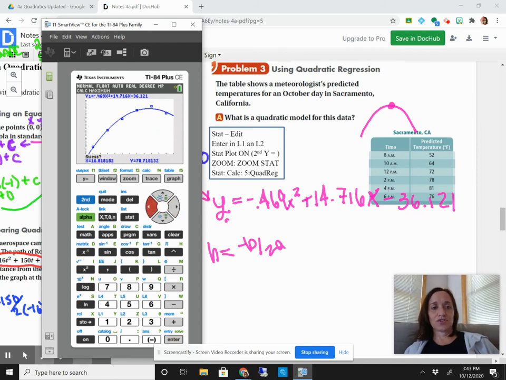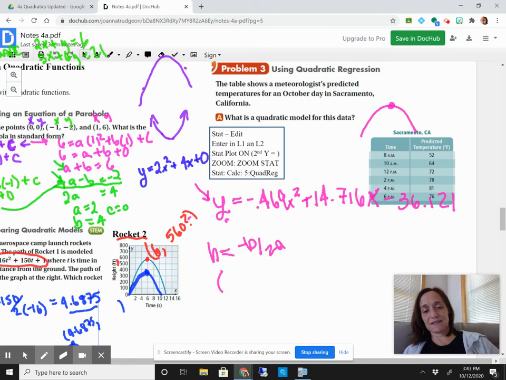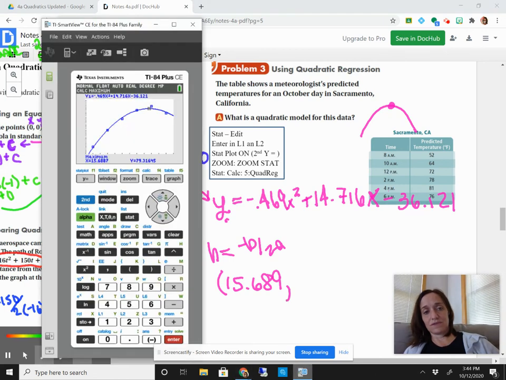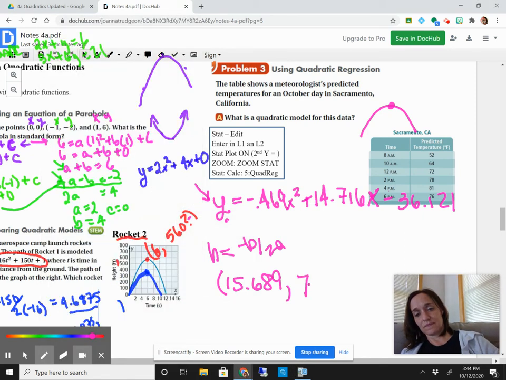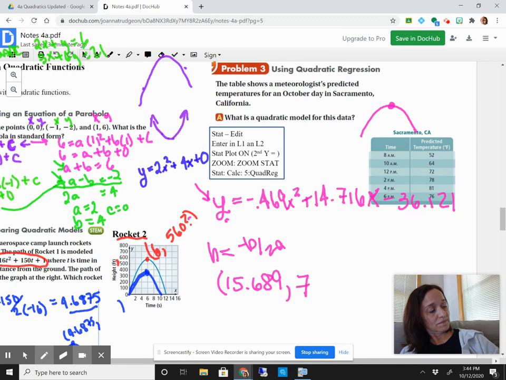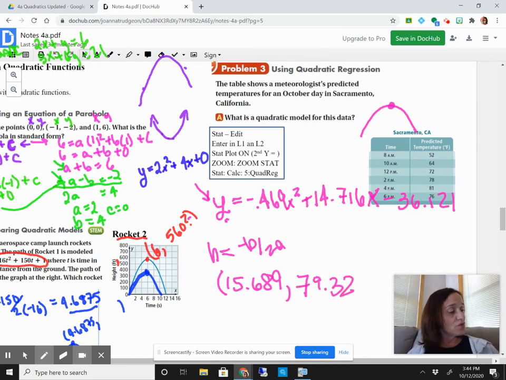Do you want to guess? Sure, you can go back and try to get about right where it is or not. It doesn't really matter. And it's telling us the maximum is 15.689. And the y value, which is really what we want, 79.32, let's say.